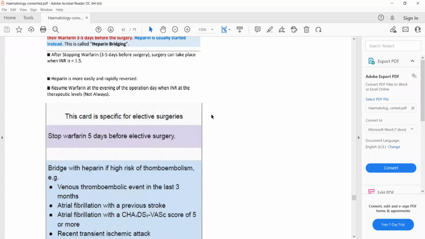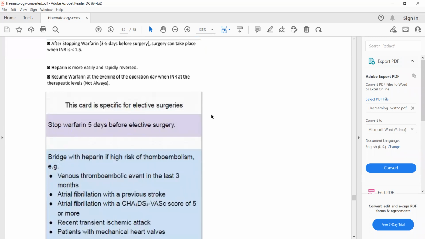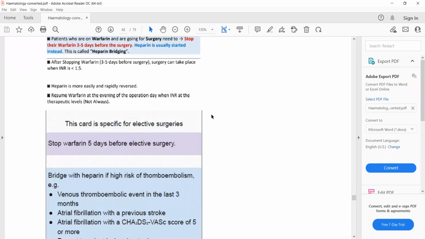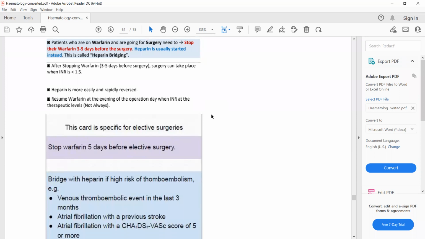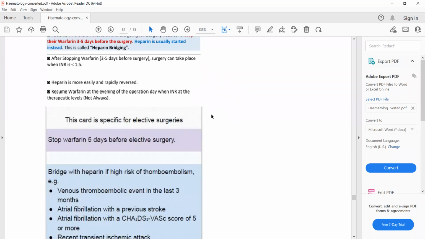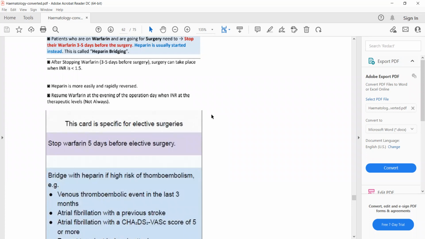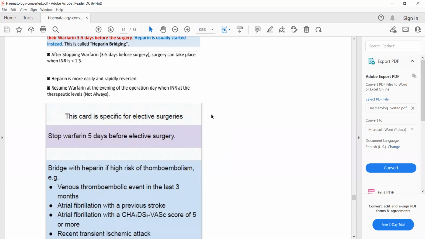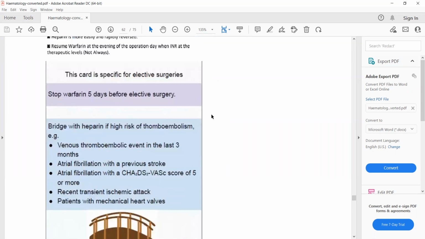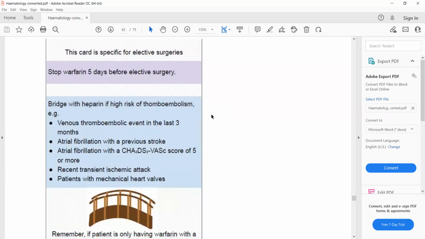Now there is a specific category of patients who require heparin bridging. Heparin bridging is that when we stop warfarin, in high risk patients we need to give an anticoagulant, so we give heparin. Examples of patients who require heparin bridging include, first, someone with a history of venous thromboembolism in the last 3 months.